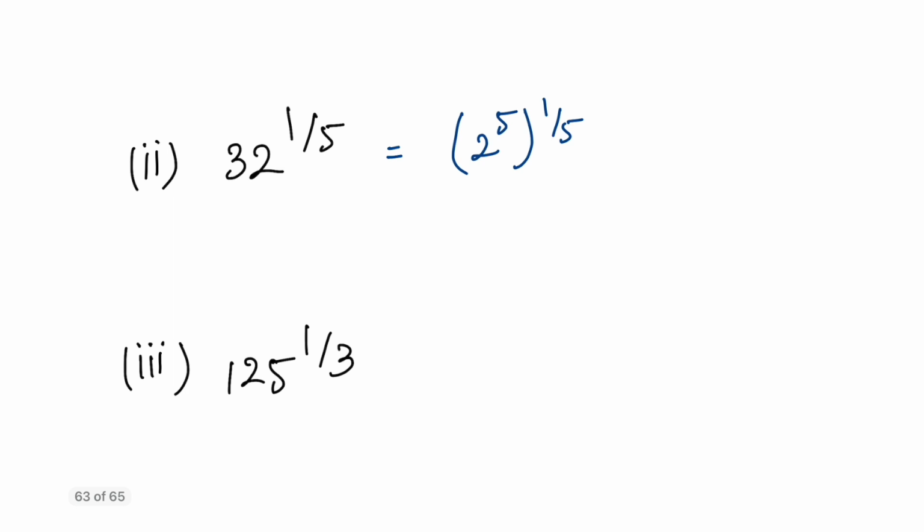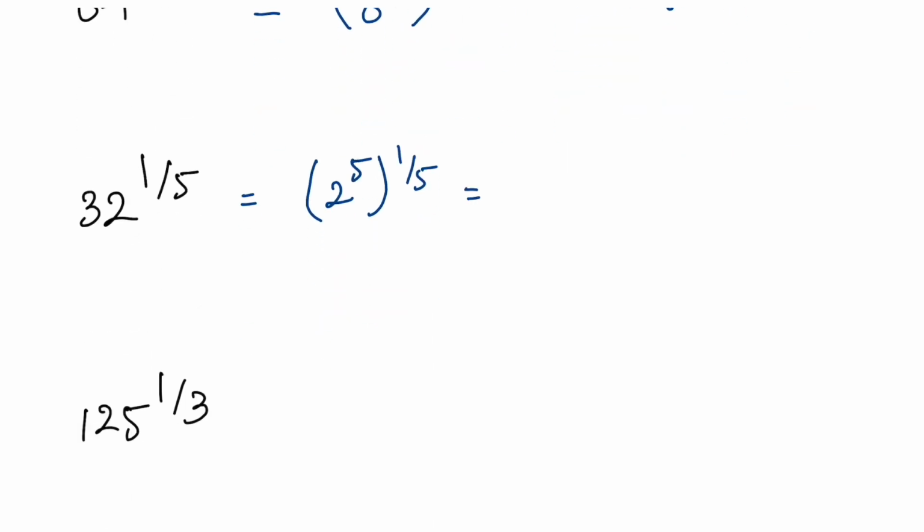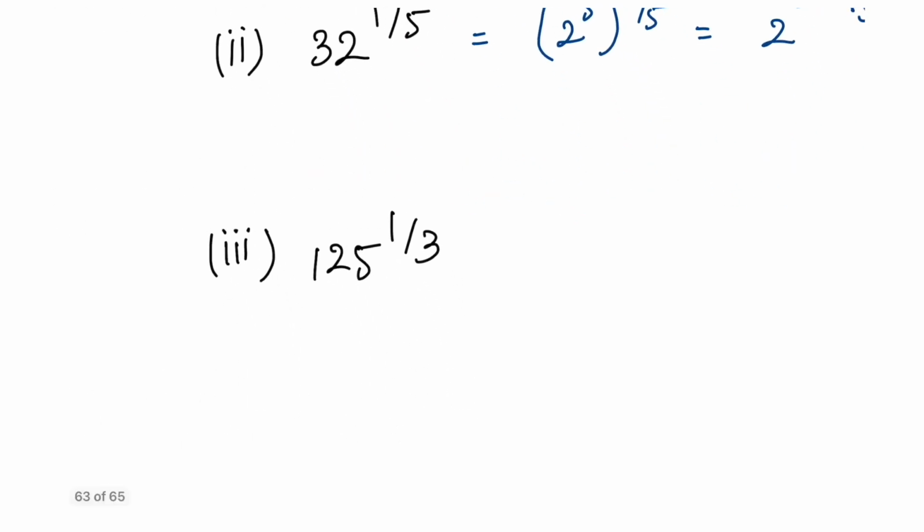Now in this case we need 5 to cancel it, right? So we are representing it in the form of 2 power 5 the whole power 1 by 5, and we are just going to use the same formula, a power m the whole power n is equal to a power m into n. So that is just going to be 2 power 5 into 1 by 5, and that is just 2 power 1. Okay, so that is the answer to the second subdivision.